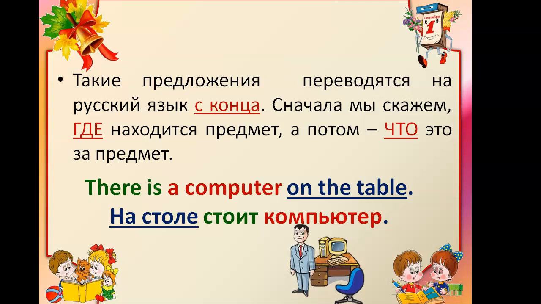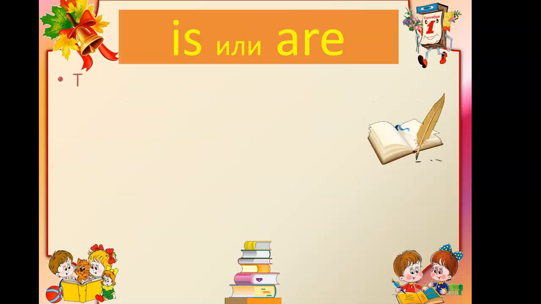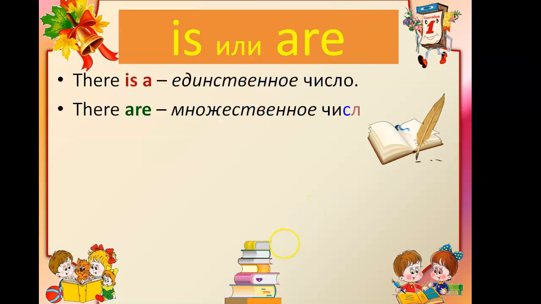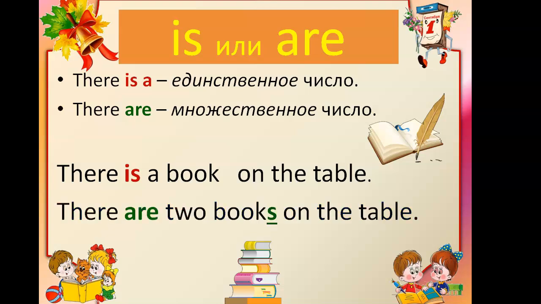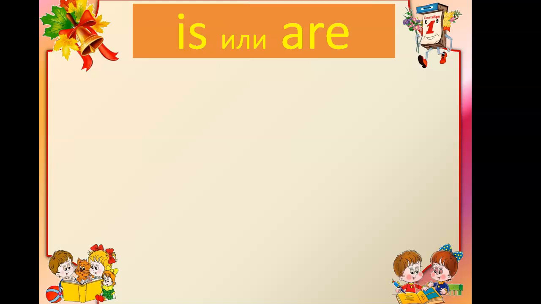There is a computer on the table. На столе стоит компьютер. Is or are. There is, singular. There are, plural. There is a book on the table. There are 2 books on the table.